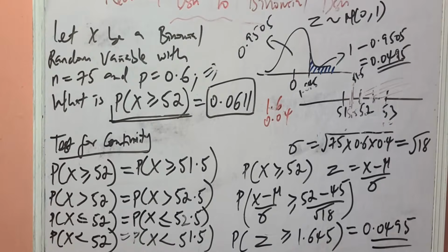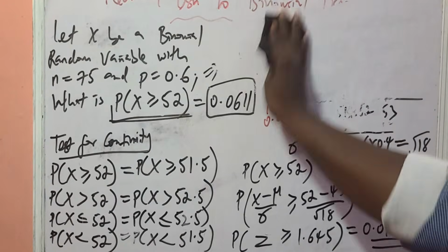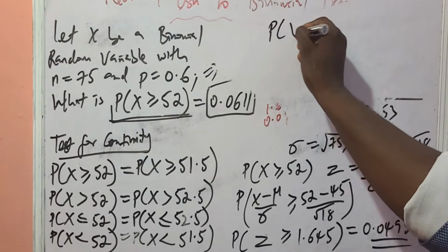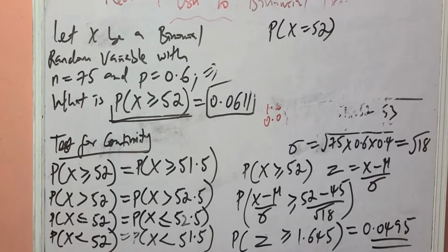Now, there's a very vital question I expect to be on your mind. What if you have to just solve for equals to 52? That's a very important question. Probability of x equals to 52. How do we solve this? Because we have done for every other one except equals to 52. Well, in this case, what you do is that you would subtract. This is how you're going to solve this.